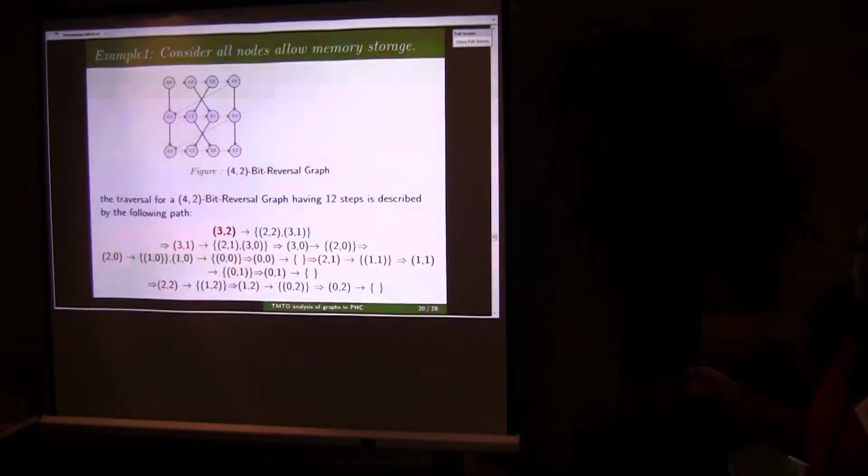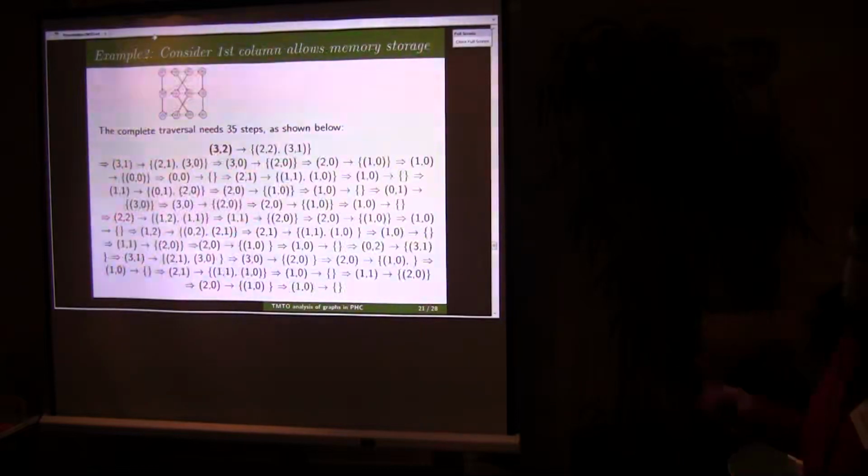So here we can see that to calculate this 3, 2, for normal implementation we need 12 steps, and even following our algorithm we need 12 steps. If you want, I can explain in detail, otherwise I will skip that. Now in this example, we are showing that only this column is allowed to store, means only these memories can be stored, other memories are not allowed.